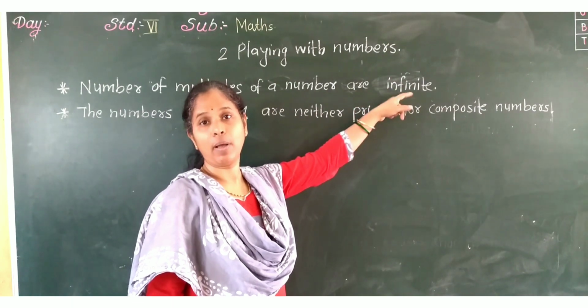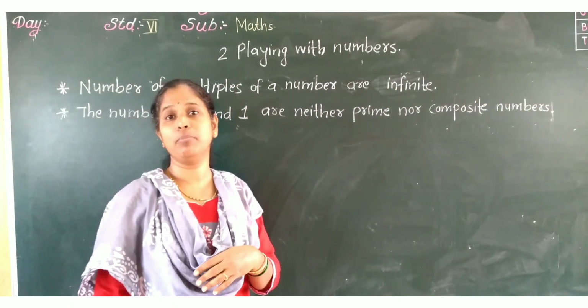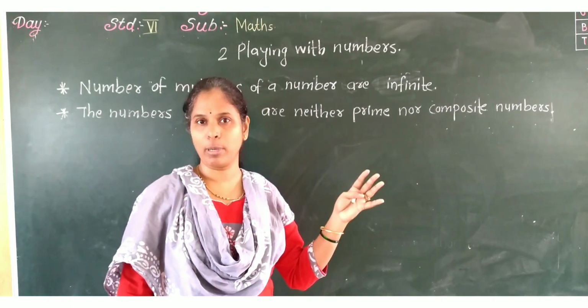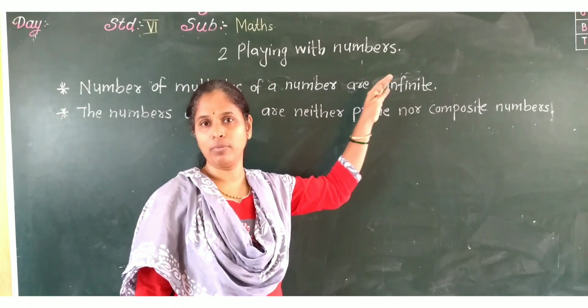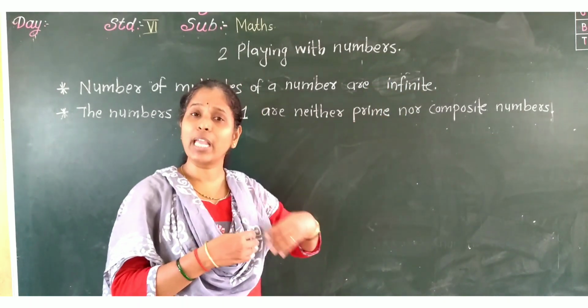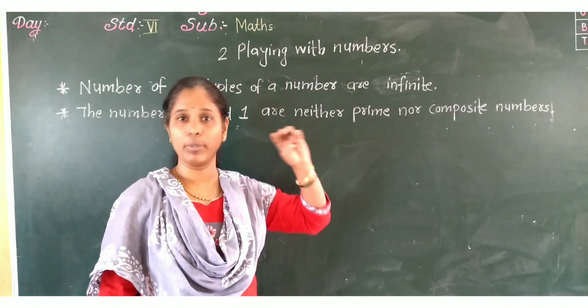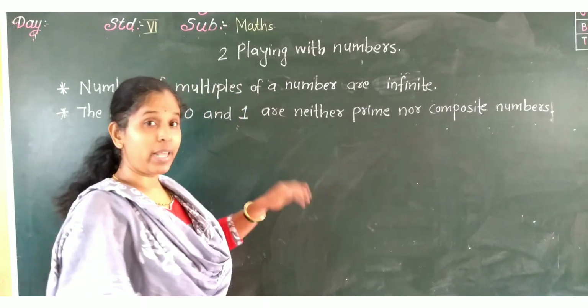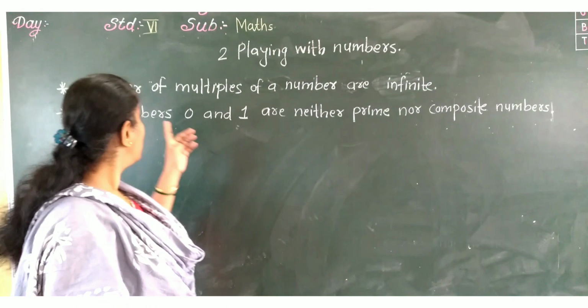First, see here, the number of multiples of a number is infinite. For any given number, we can write uncountable multiples. Correct? Infinite means uncountable. We can go on writing the multiples; there is no end to writing multiples of a given number, whereas factors are limited, countable, finite.